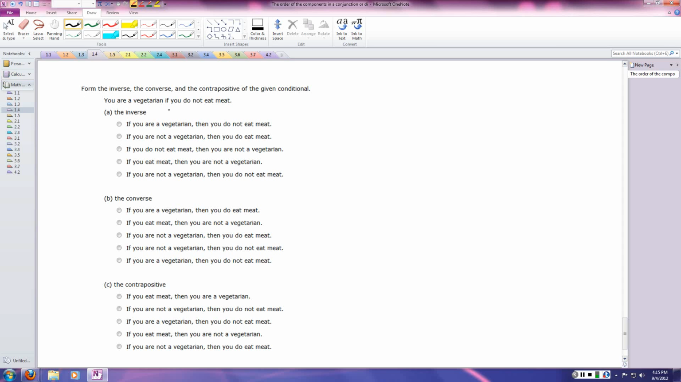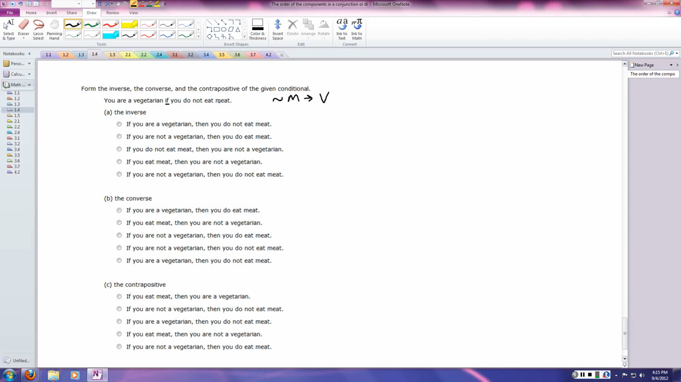Be careful, because this is again an if you do not eat meat. So the statement would be, let's say, not eat meat implies you are a vegetarian. So the inverse, remember what you do with the inverse, the converse, you know what you do, and the contrapositive, you know what you do. So be careful that you know your statements correctly.